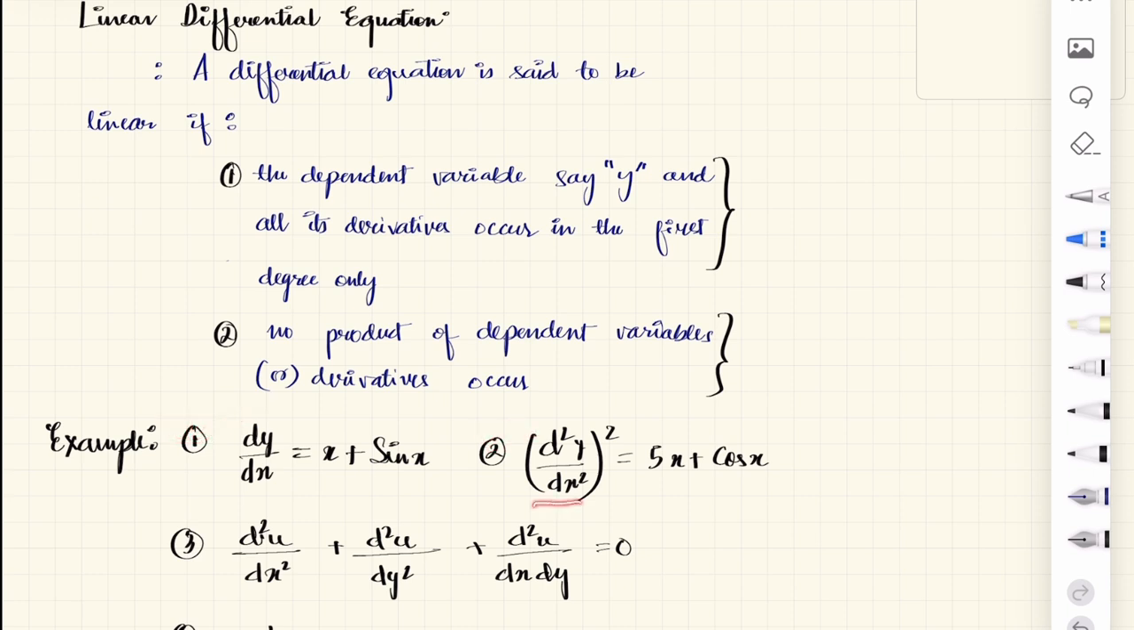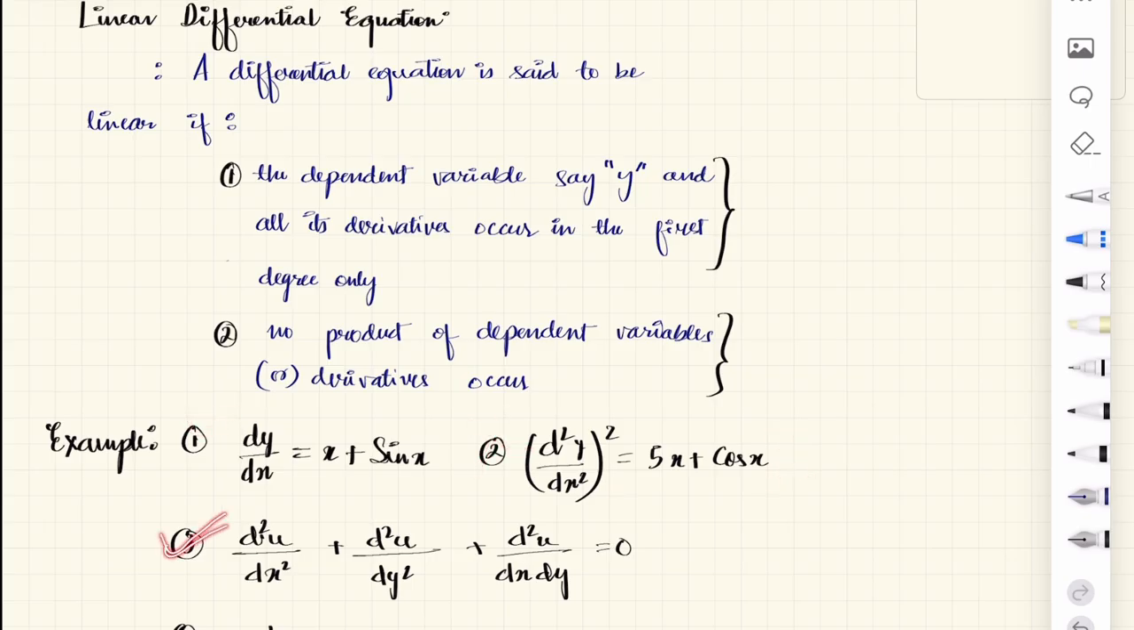What about the second? Let's see. How many derivatives are there? Yes, we have a derivative. Which one is the dependent variable? y is the dependent variable, but the degree is 2. According to the definition, all derivatives should occur in the first degree only, right? But here in the second example, it appears as second degree. So that means this is not valid. So one is valid, the second is not valid.